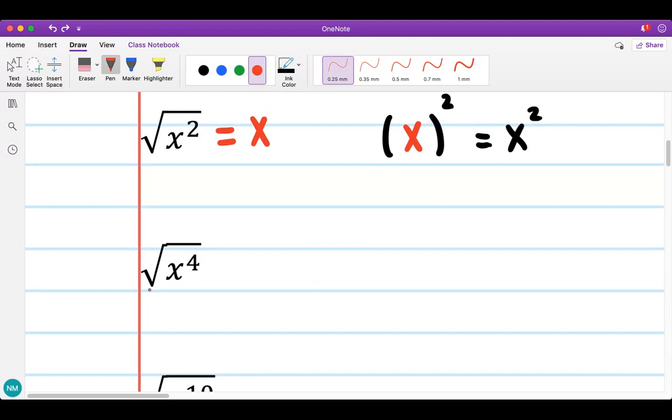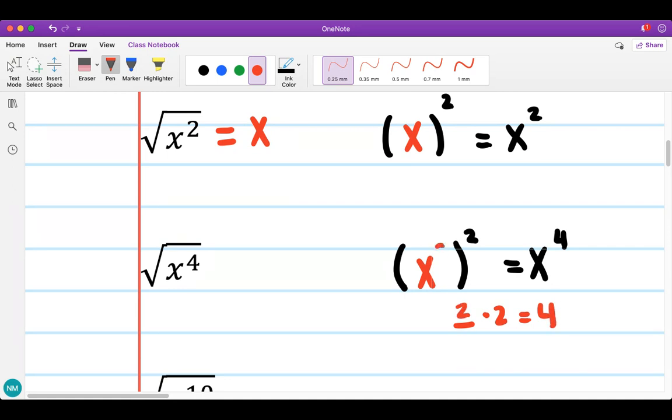But then what happens when we have something like this? The square root of x to the fourth is what squared equals x to the fourth? Well, we know from our exponent properties that when we take the power of a power, we multiply. So x to the what squared equals x to the fourth? What times 2 equals 4? 2. So it's going to be x squared, and the answer is x squared.